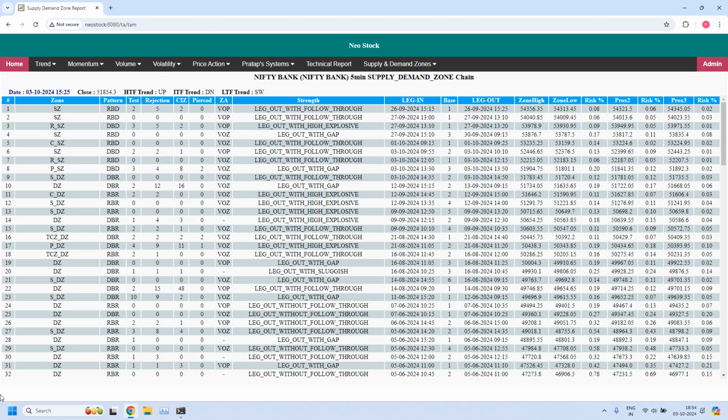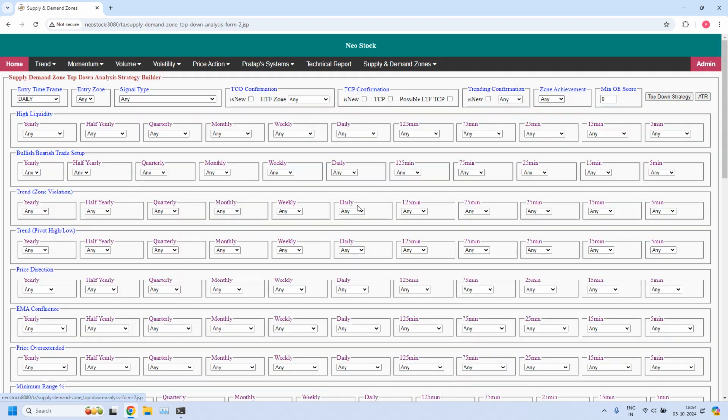The next set of reports are about bullish and bearish trade setups for monthly, weekly, daily and hourly income trade. First let's start with monthly income trade for bullish trade setup. Entry time frame daily, entry zone should be demand zone.